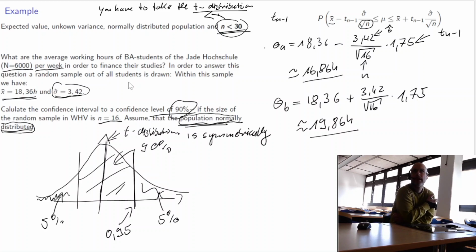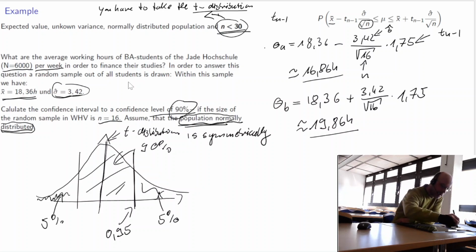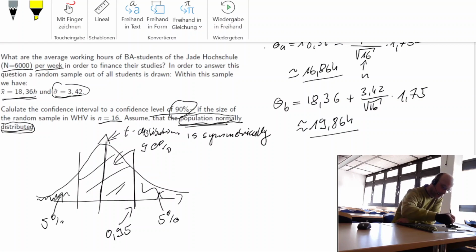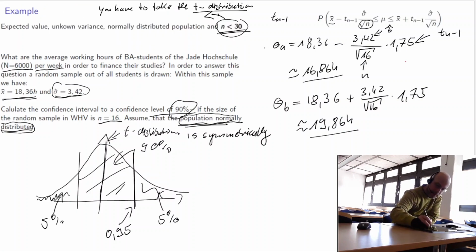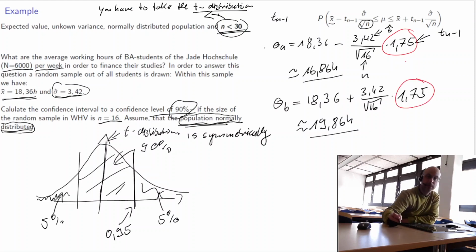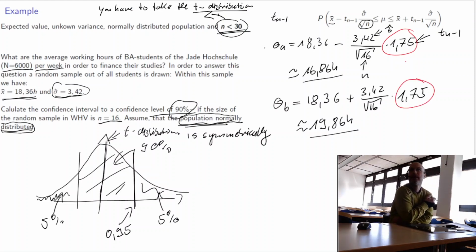So hopefully you have seen that this is nothing really complicated, and this is always done in the same way. The only thing you have to change compared to the former case is that you have to look up or calculate a different number for the confidence level, because now the underlying distribution is not the normal distribution, but the t-distribution.